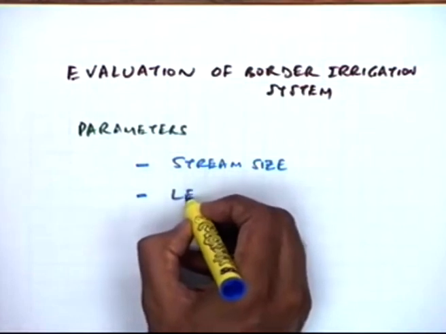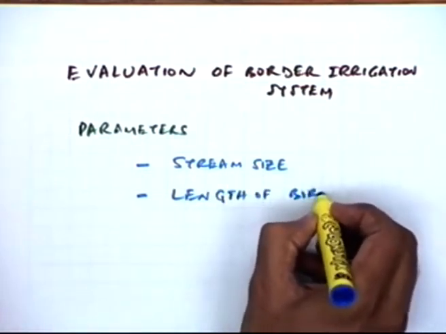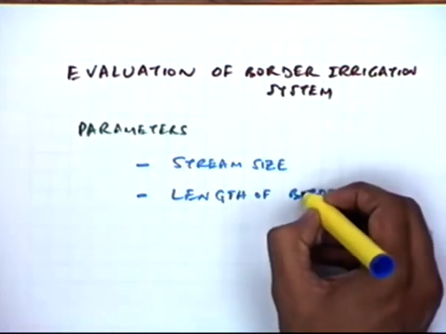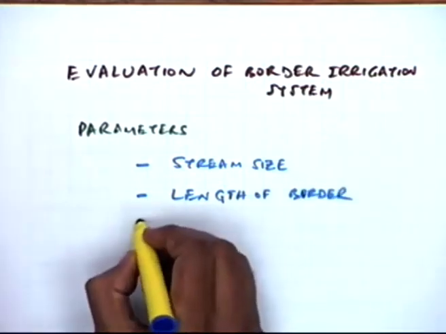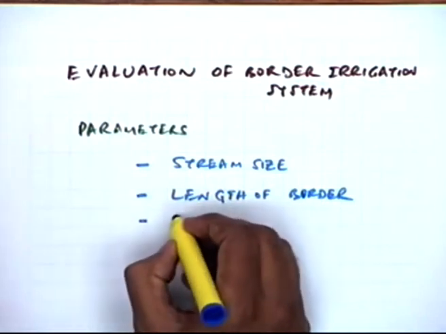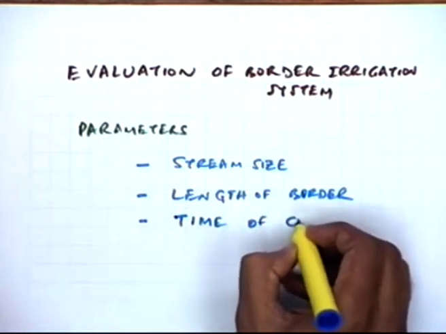The length of the border can be another aspect. The length which you have arrived at, how satisfactory are the results being produced by those lengths? So you can check for some other lengths also. Then, time of cutoff.